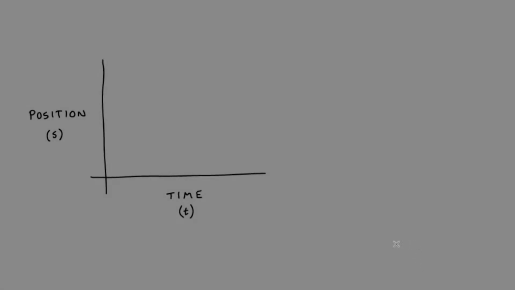Let's briefly talk about what the slope represents on a position time graph. You may have seen some of these graphs where we have straight lines, maybe an incline, positive slope, negative slope. So remember, slope is rise over run, the change in y divided by the change in the x.